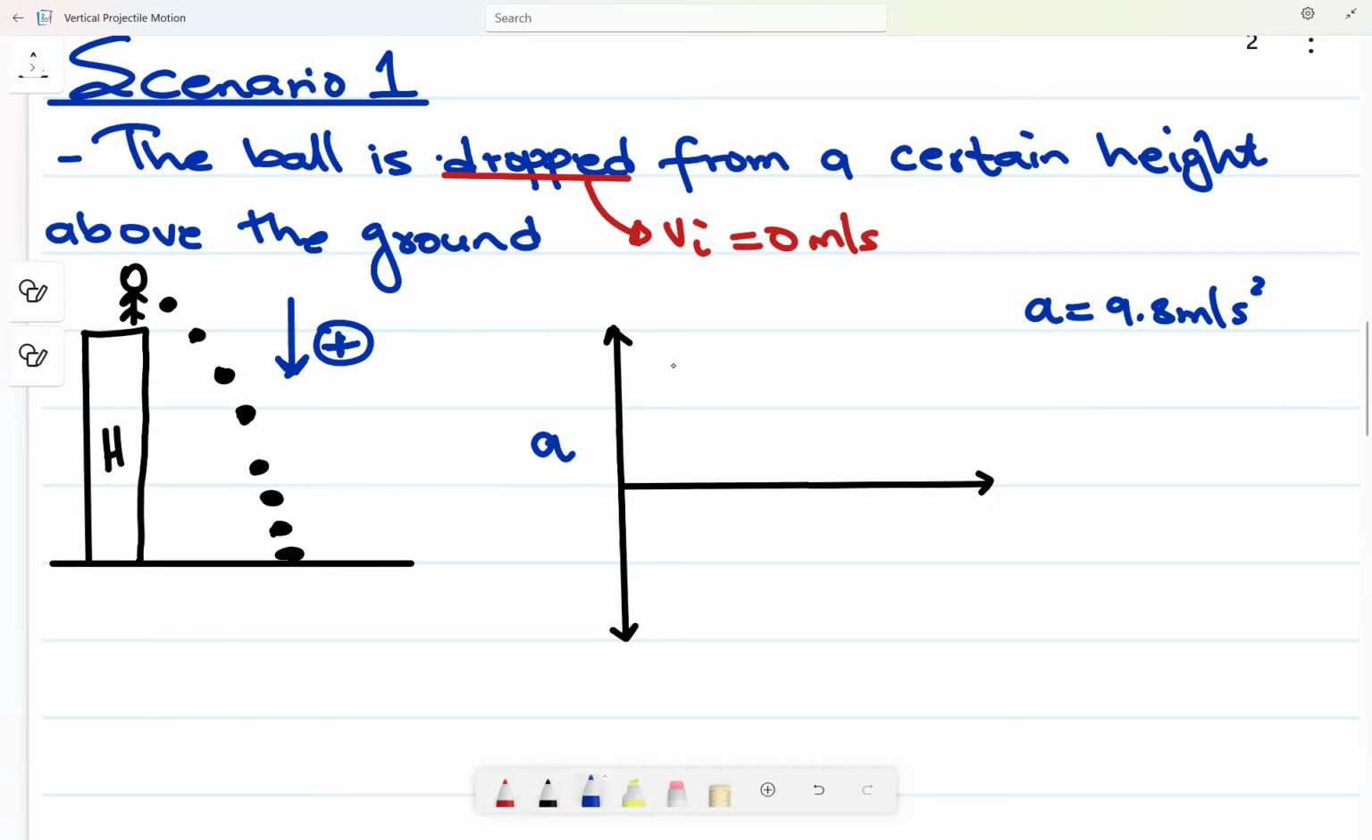This is the acceleration, in meters per second squared, time graph. It is just a straight line. We chose downwards as positive, so a is positive. It will be just a straight line with a value of 9.8. You are done. This is the acceleration time graph.